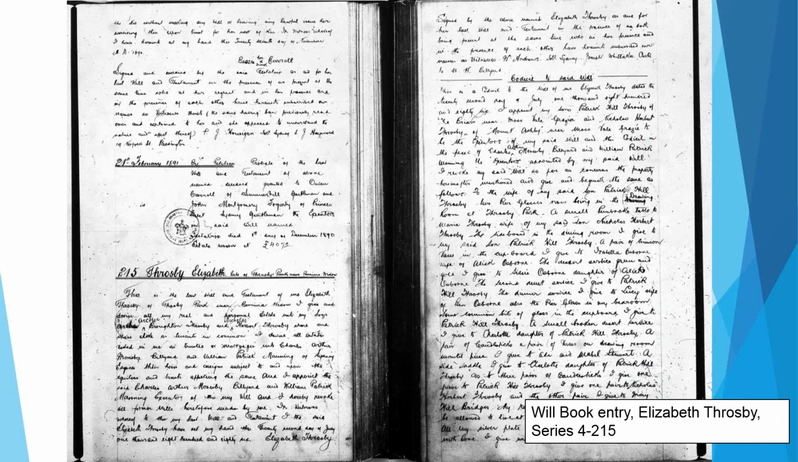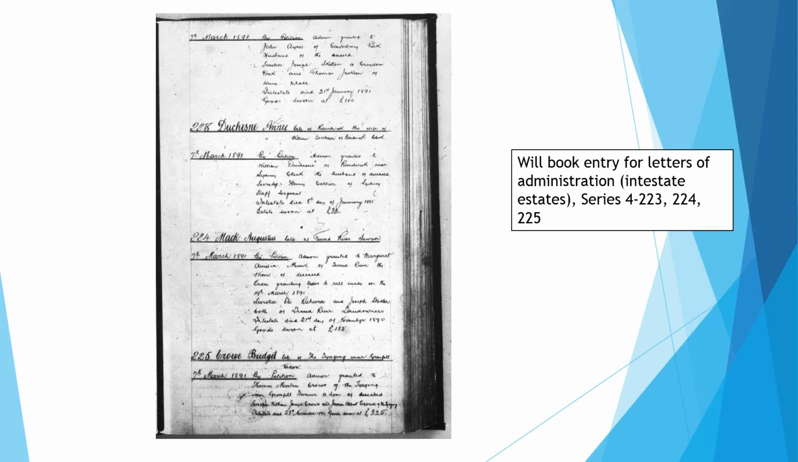In the will books, she's still Series 4215. And here she is. On the left-hand side, you've got the probate packet, and on the right-hand side, they've copied out the entire codicil as well. So you can see both of those documents there.